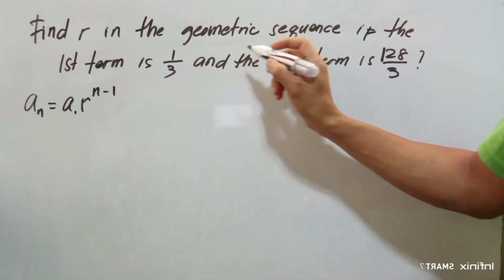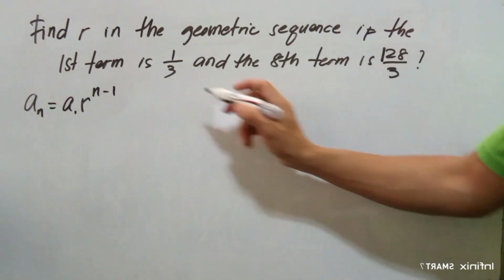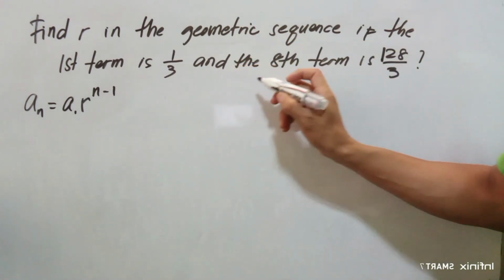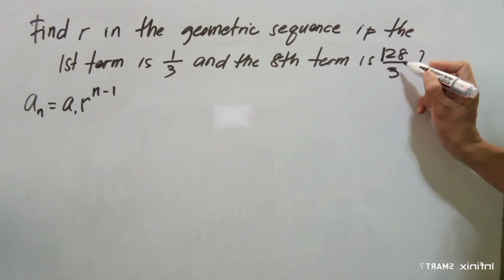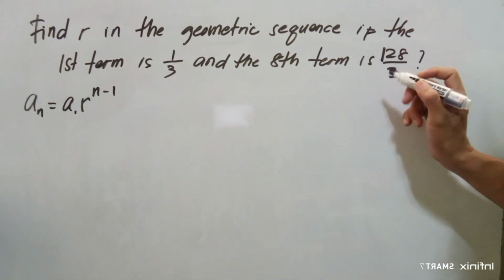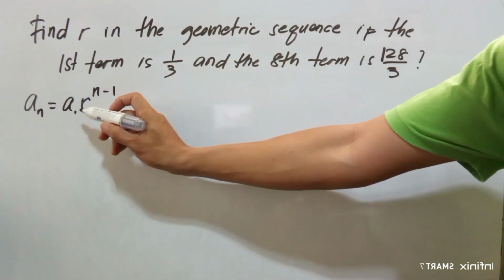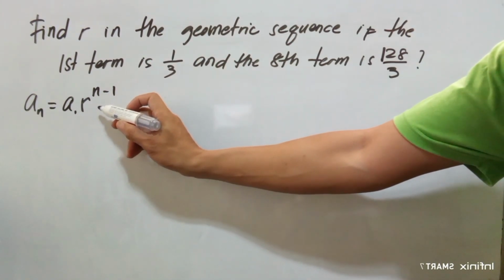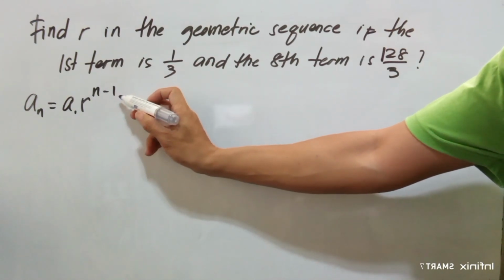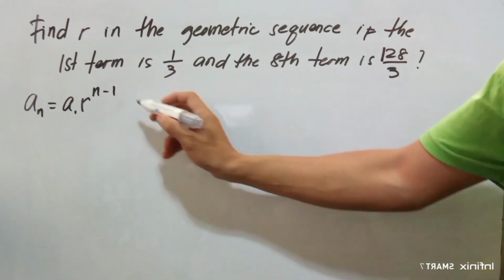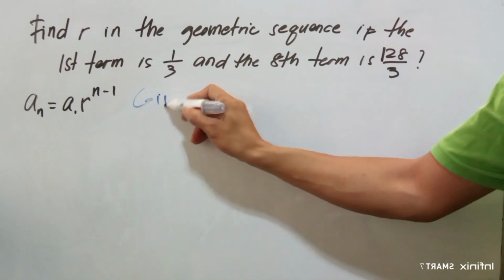Okay, we will solve this one. Find r in the geometric sequence if the first term is 1/3 and the 8th term is 128 over 3. Okay, so yung formula natin gagamitin is a sub n equals a sub 1 times r raised to the power of n minus 1. Okay, so first kunin natin yung given natin dito.